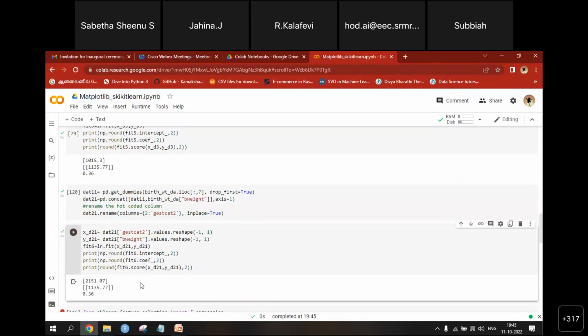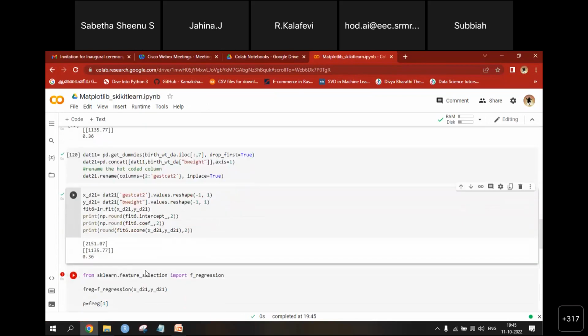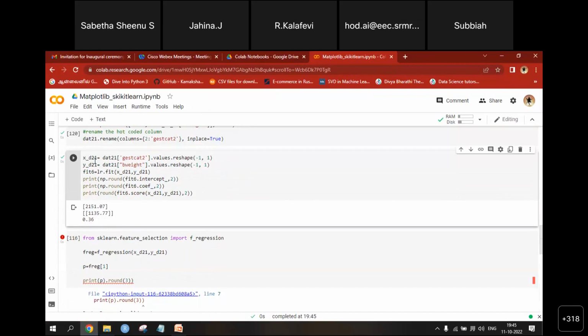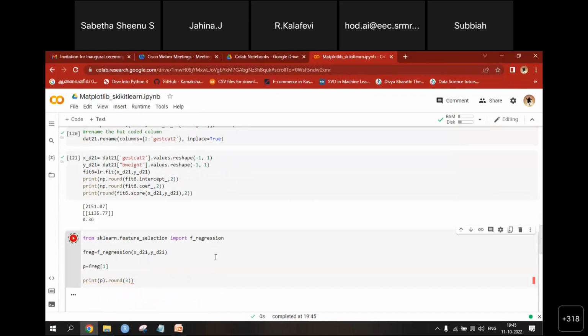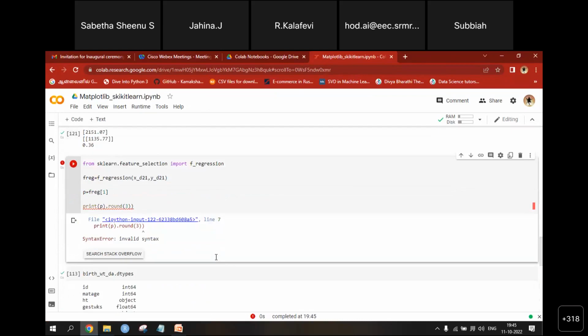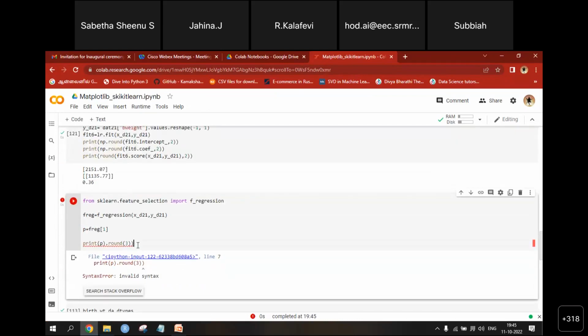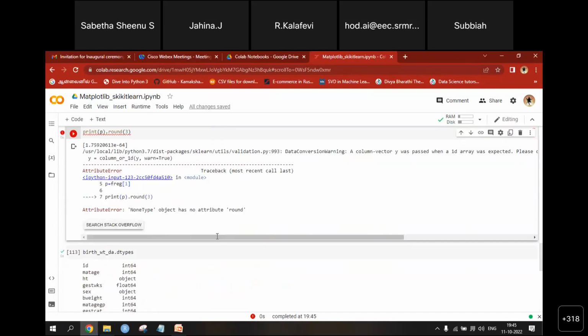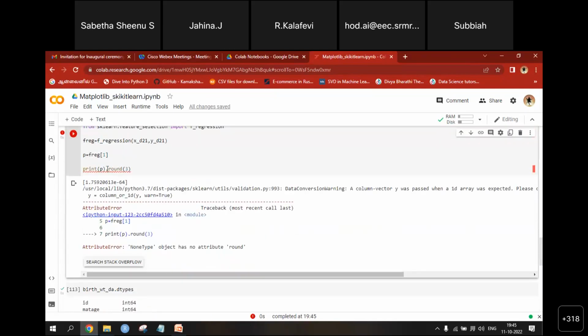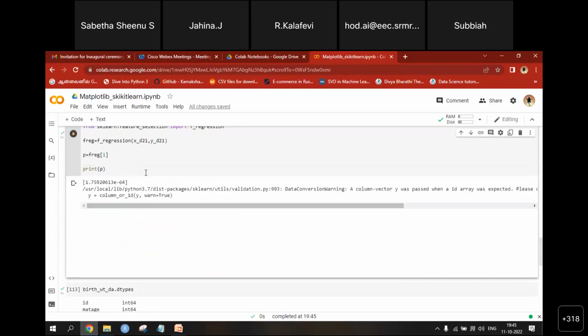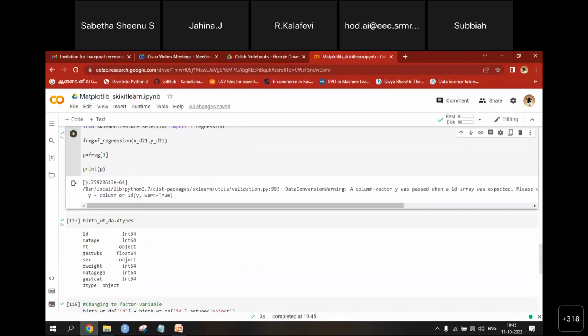Okay, so this is the fit 6 in fact, and we have the data x d21, y d21. Okay, so this is p-value less than 0.05 so that you can use the respective conclusion.